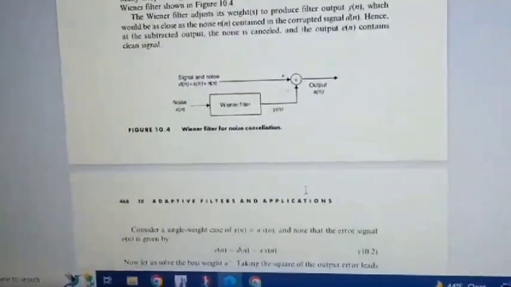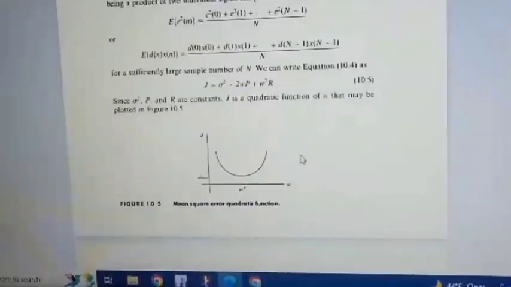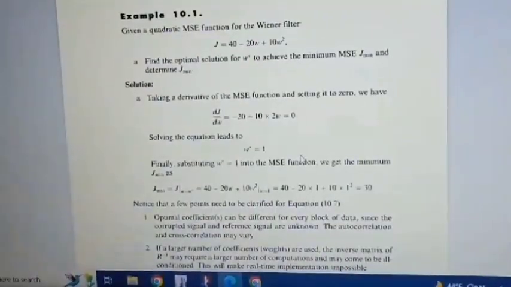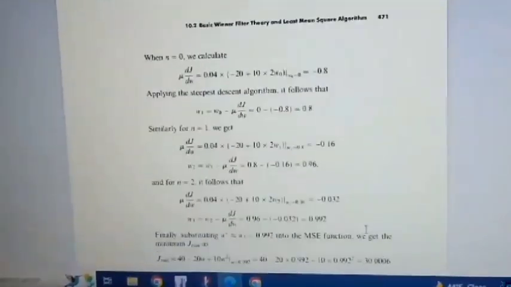Now the next type is the Wiener filter theory and least mean square algorithm. This is the block diagram of the Wiener filter for noise cancellation, and here is the formula of this. In this example, we first take the derivative of this, and then w is equal to 1. Put that in this derivative and we have the answer 30. Example 10.2 is the same as 10.1, and in the last we have.